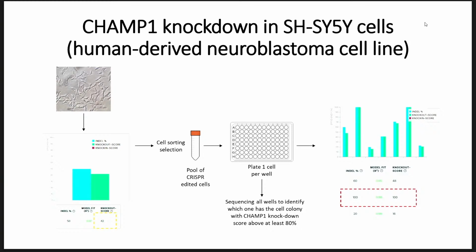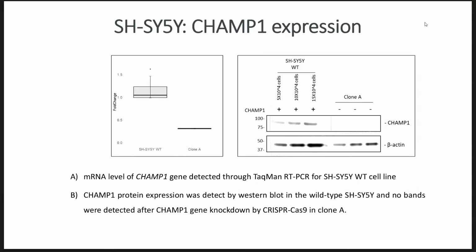So we decided to perform what's called limiting dilution. We titrate cells, diluting them, and try to put just one cell into each well of a 96-well plate. This grows for several weeks. Not all clones are viable, but the ones we obtain, we sequence and determine if they have a mutation or if they're cells like wild type. After that, we were able to find one clone with full absence of CHAMP1 expression.